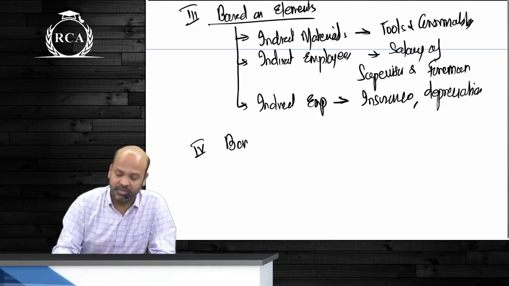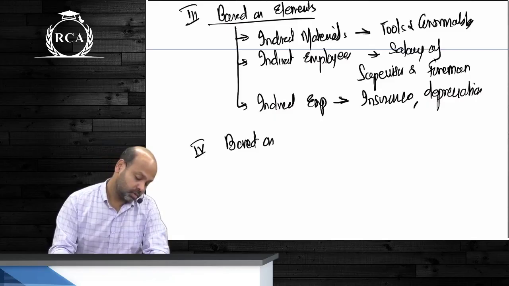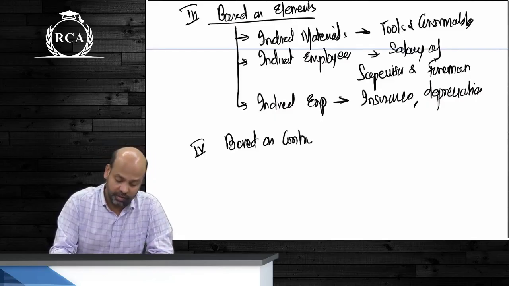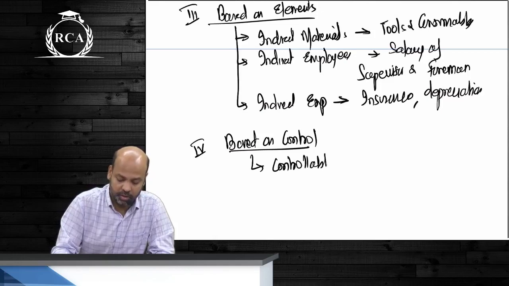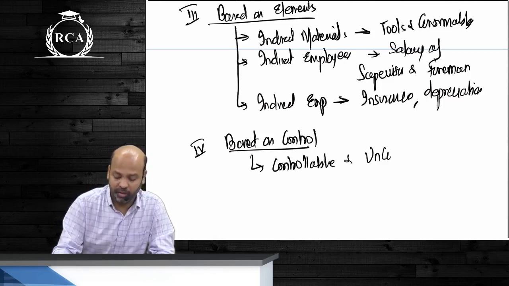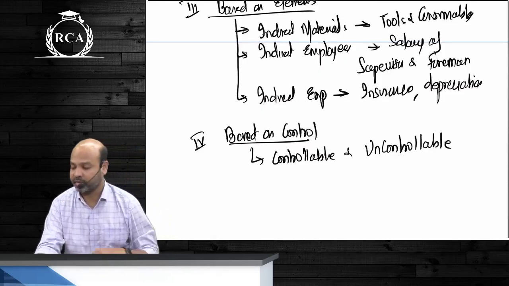And then, beta, there is classification based on controllability. You will divide them into what? Controllable and uncontrollable. These are not that relevant, beta. You just know the classification based on functions or activities.